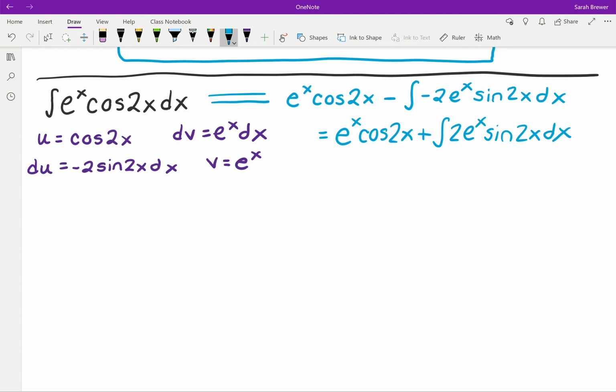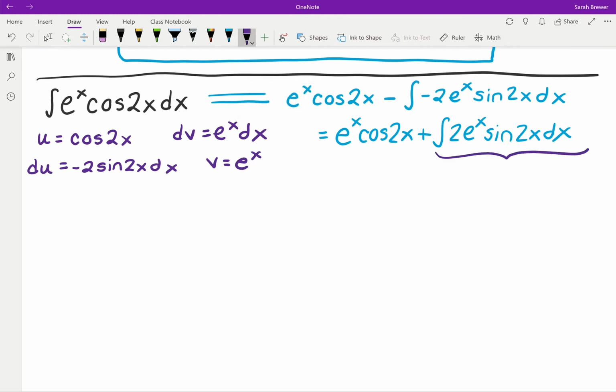And so you may be wondering, well, why did we do that? Well, bear with me. We're going to do integration by parts again, okay? So now I'm looking at this integral. Oops, I thought I switched to purple before that. Okay, so now we're looking at this integral.